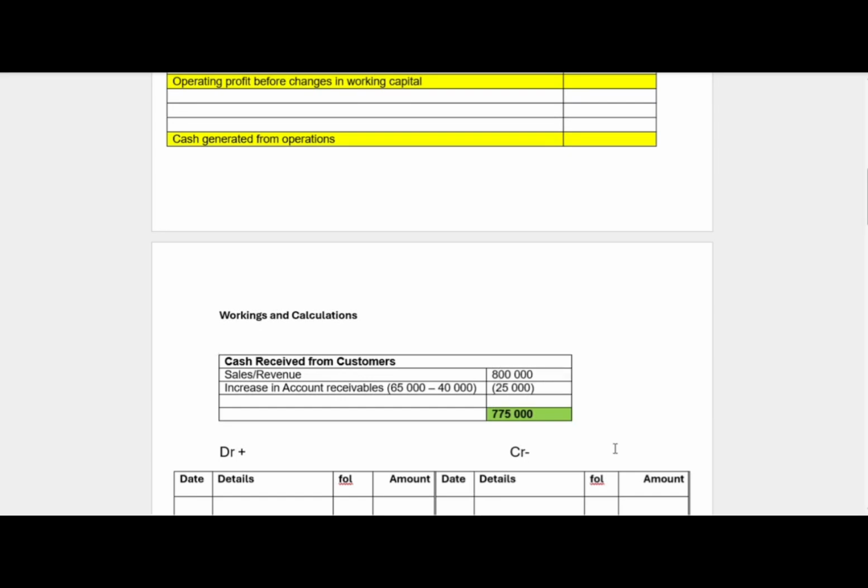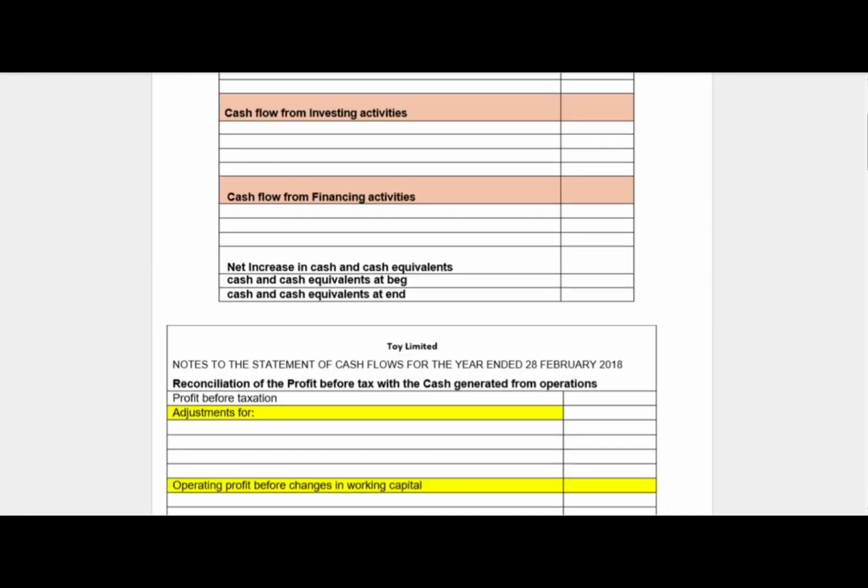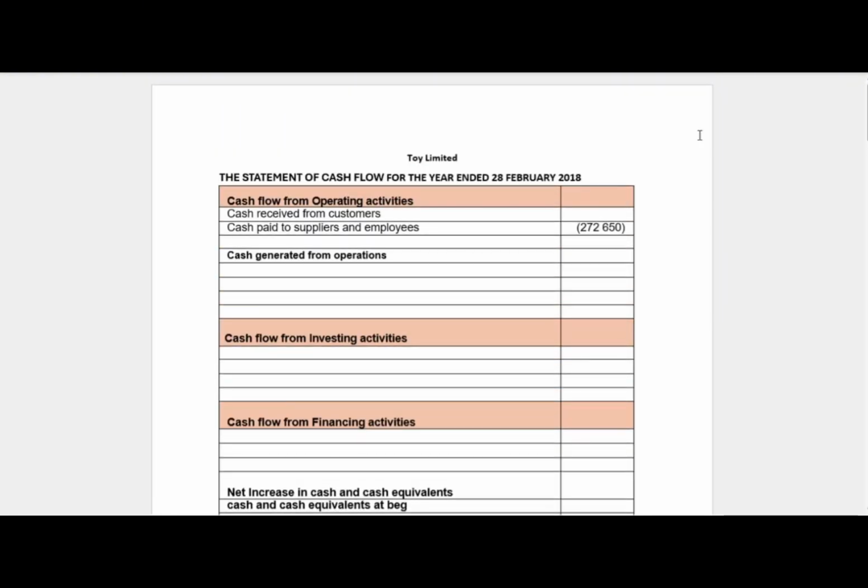All right, so let's go up to our cash flow. We're going to record under cash received from customers 775,000. That is your cash received from customers according to the calculations that we've done.